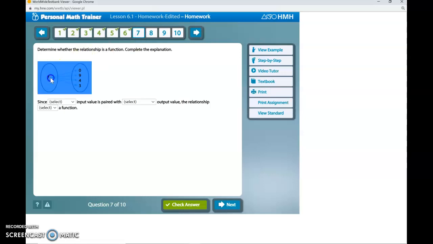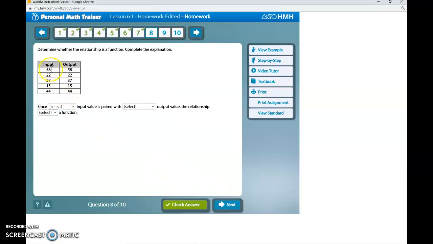Here, this is the ultimate not a function. The 7 is repeating over and over again. The 7 goes with the 0, the 7 goes with the 9, the 7 goes with the 4, the 7 goes with the 3. This is pretty much the worst example they can have, because at least 1 input is paired with more than 1 output, so it's not a function.